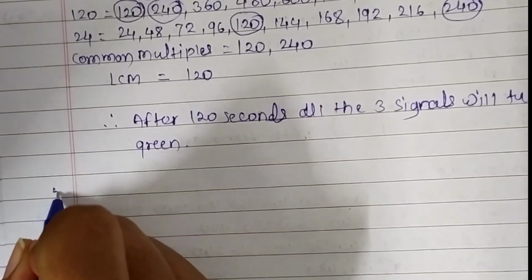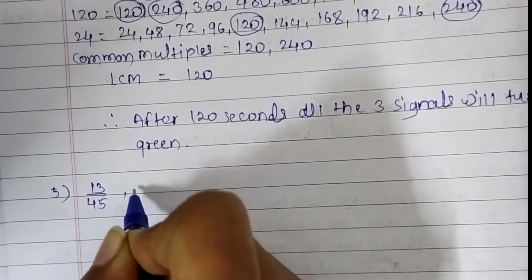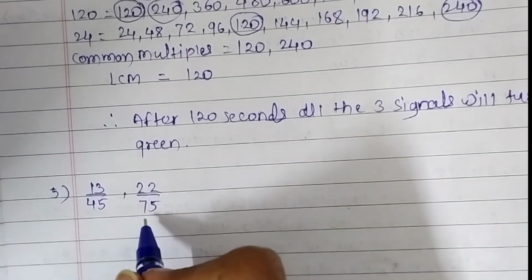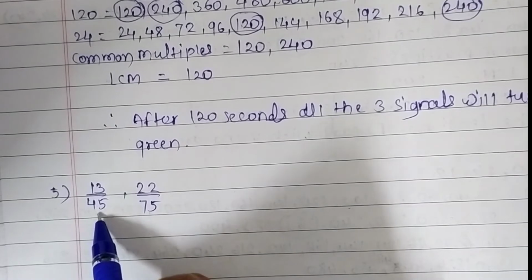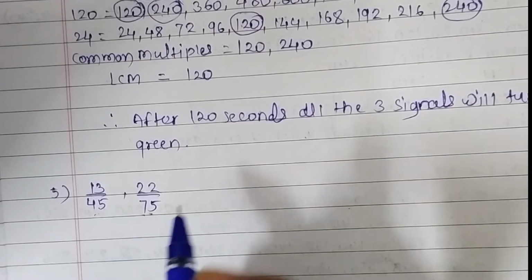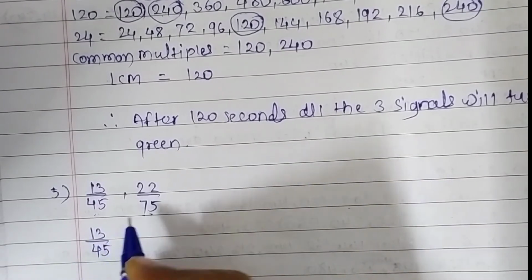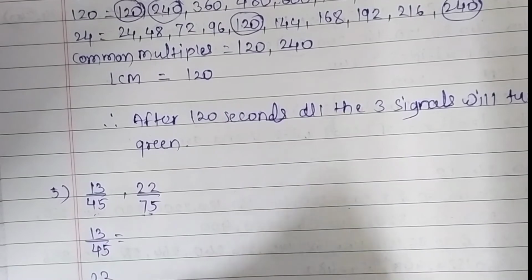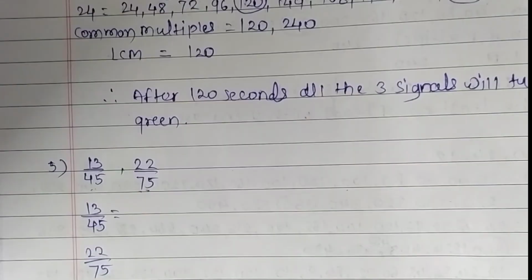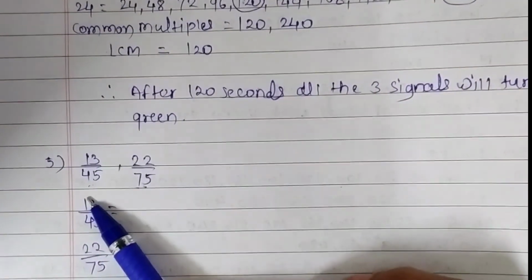5th question. The given fractions are 13 upon 45 and 22 upon 75. We have to convert them into equivalent fractions. Here their denominators are different. In equivalent fractions, we convert their denominators into an equal number. So 13 upon 45 and 22 upon 75. So let's write here the table of 45 and 75. So can we find out the least common multiple here for our denominator?